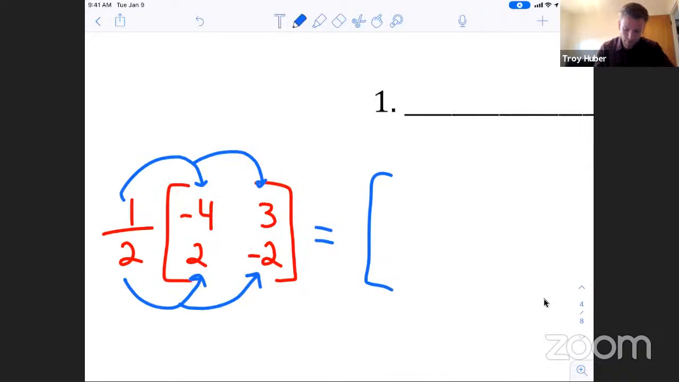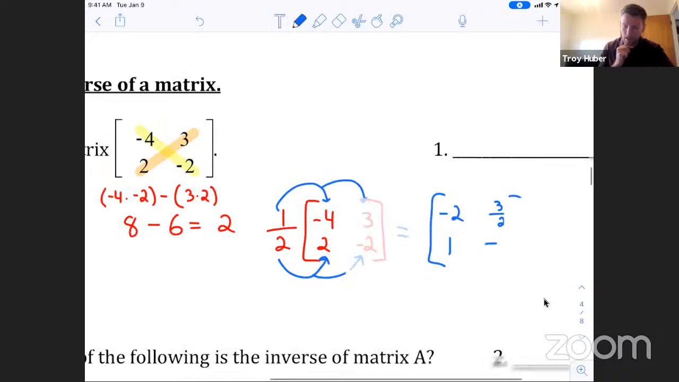So -4 divided by 2 is -2. 3 divided by 2, I'm just going to leave that as 3 divided by 2. Just because, I mean, it would be 1 and 1/2, but I'll just leave it as a fraction. 2 divided by 2 is just 1, and -2 divided by 2 is -1. All right, and of course, we can check our answer on our calculator as well.